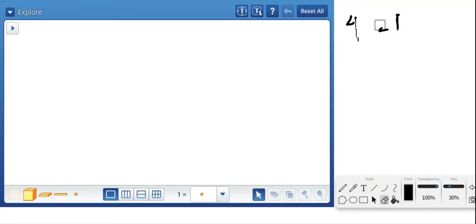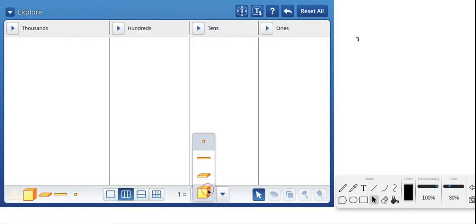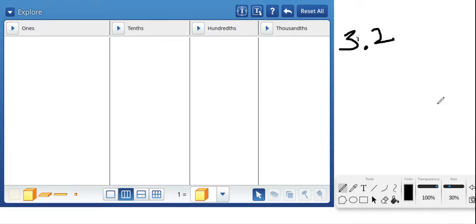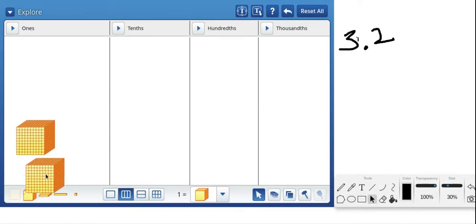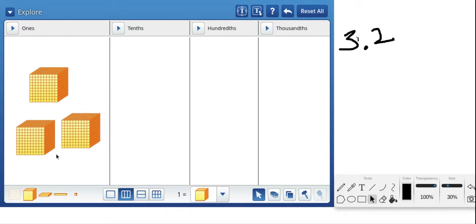Okay. Let's do another example. Grab my eraser here. All right. Place value chart back up. Remember, we have to say the 1 equals the cube. All right, here we go. So 3 and 2 tenths. Okay, so 1, 2, 3, and 2 tenths.